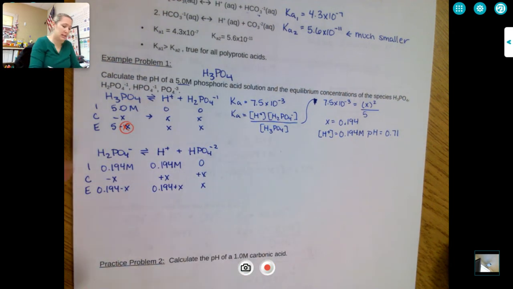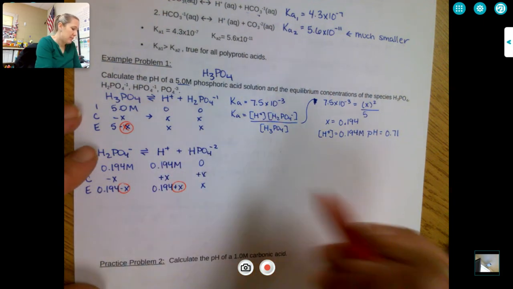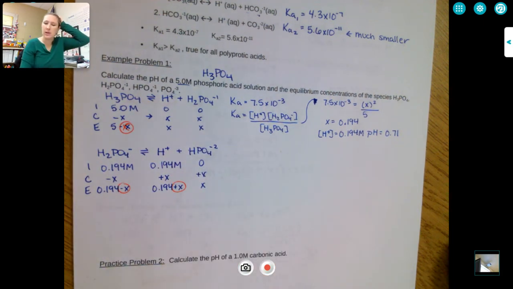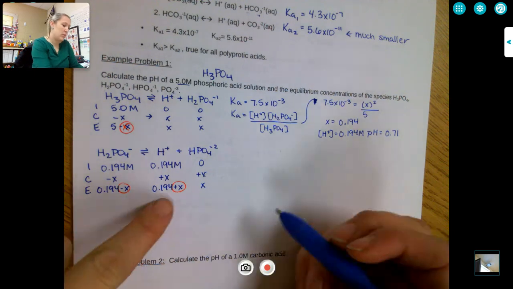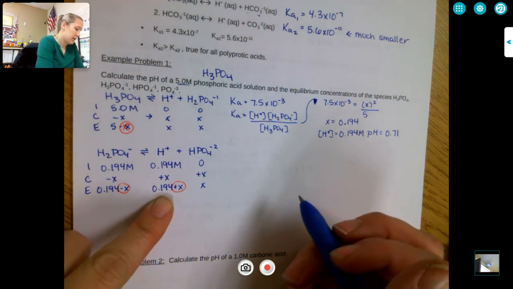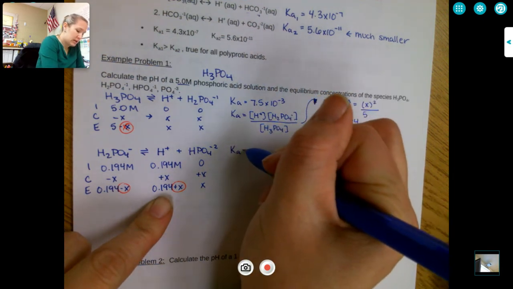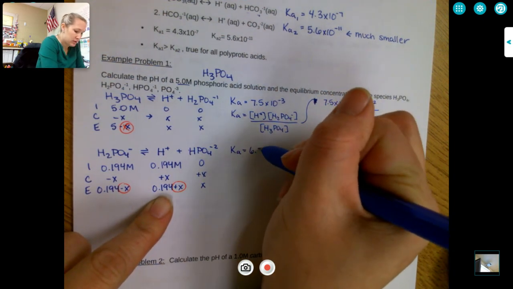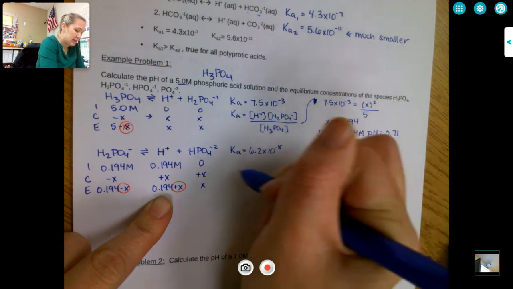And just like last time, these X's are going to be insignificant, and we'll prove that again. So I'll show you when we figure out what X is, we'll add it to this and we'll see, yep, that's pretty darn small. So for this one, according to our chart, our Ka value is 6.2 times 10 to the negative 8.